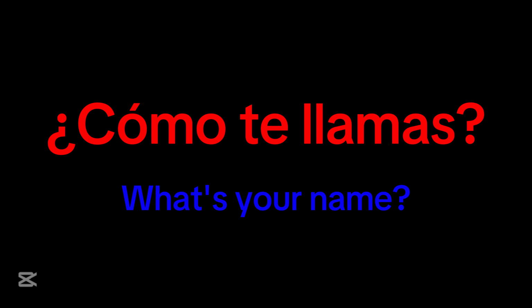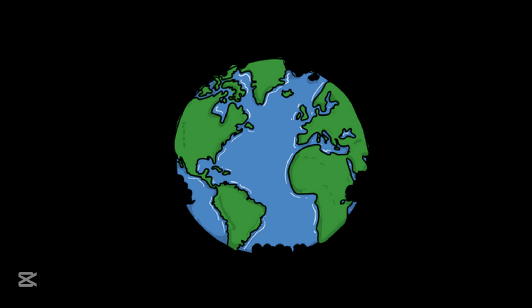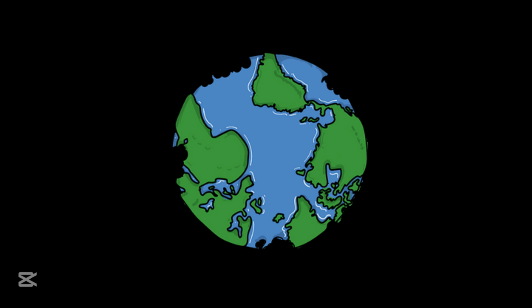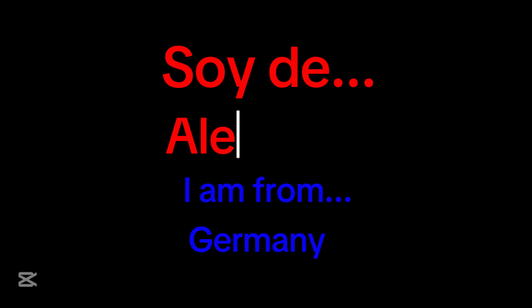¿Cómo te llamas? Now the next part to your introduction may now be to say where you live or where you're from. And for this we'll use a phrase which includes a word that you've already now seen, and it's soy de. Soy de, which is I am from. So for example, if you're from England, you could say Soy de Inglaterra. Inglaterra, which is England. I'm from England. If you're from the United States, Soy de Estados Unidos. Soy de Estados Unidos.